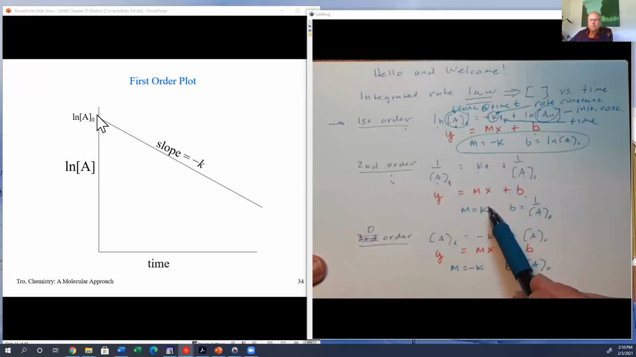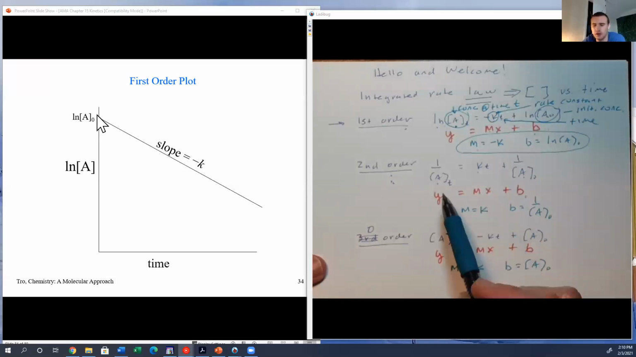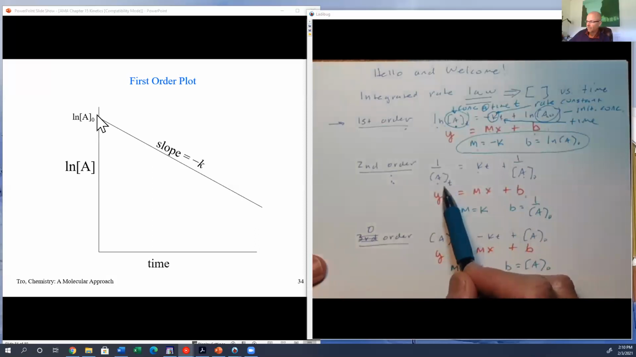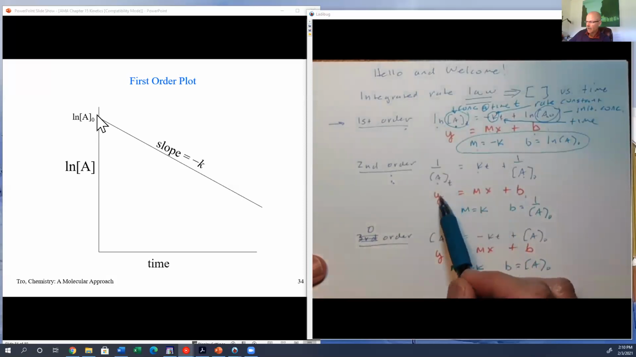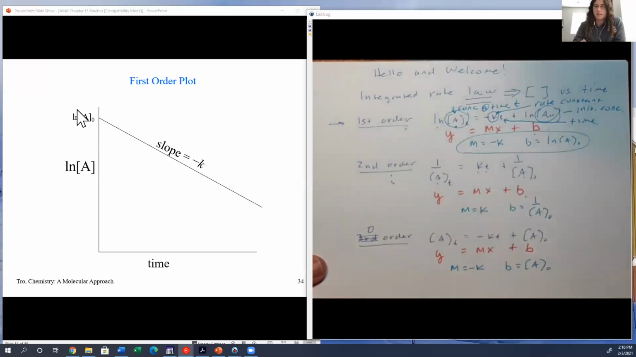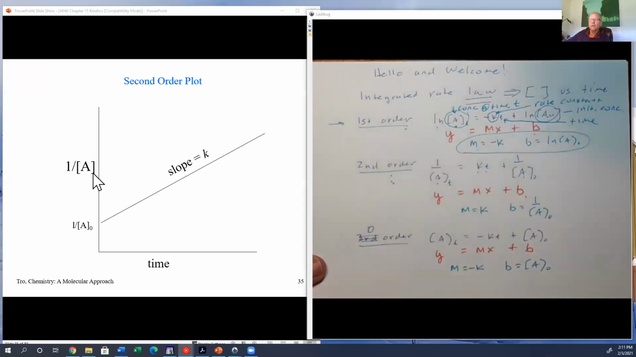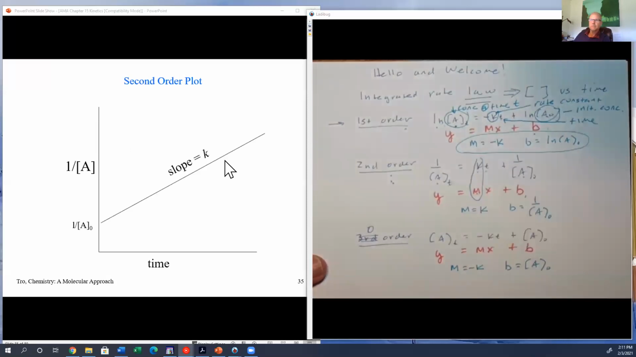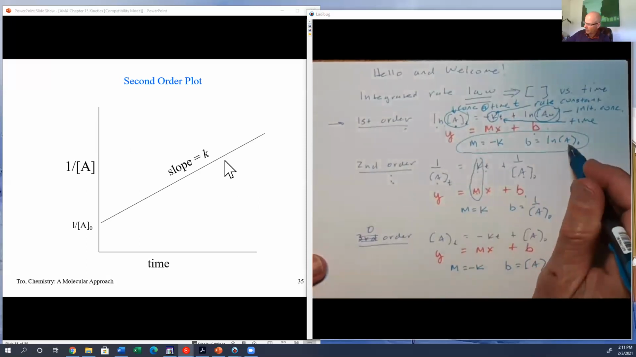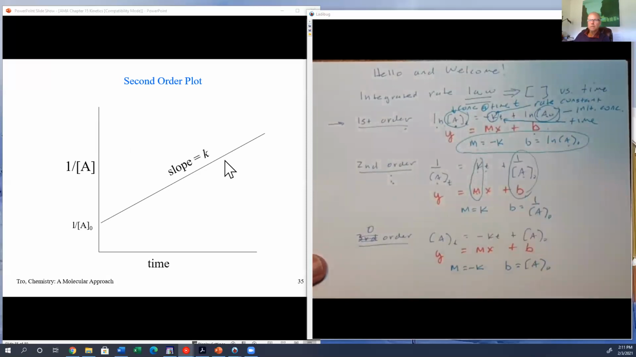Can anybody see that? Is it the inverse or the reciprocal? Yeah, the inverse of the concentration versus time. Y is going to be 1 over A of t, and x is just time. So for a second order one, I'm going to plot 1 over the concentration versus time. That's going to give me a straight line. What's the slope going to be equal to in that case? See the correspondence here? Positive k. And the intercept, instead of being the log of A0, is the inverse of A0. Does that make sense?